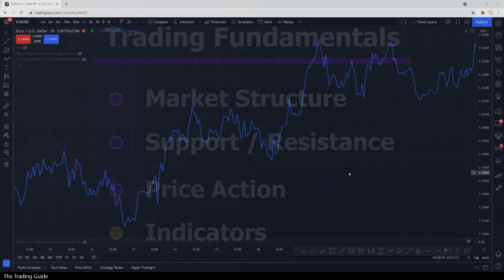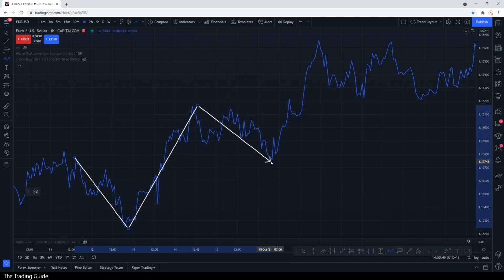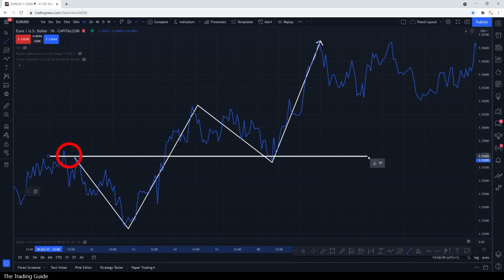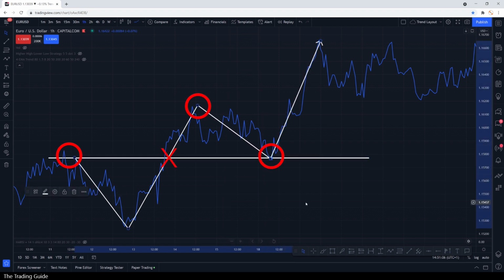Let me give you an example of market structure before we come to a real trade. This is a line chart of the EUR/USD, and here you can clearly see the market structure, how price is moving, the highs and the lows, and this defines the trend. Here we are in an uptrend because we have higher highs and higher lows. This level of the previous high is broken, and then we can see a higher high and a higher low.